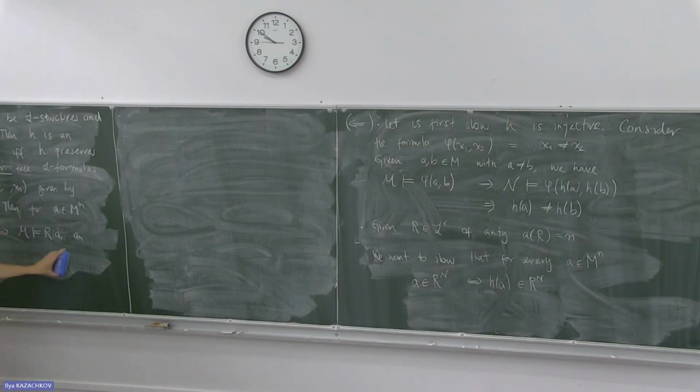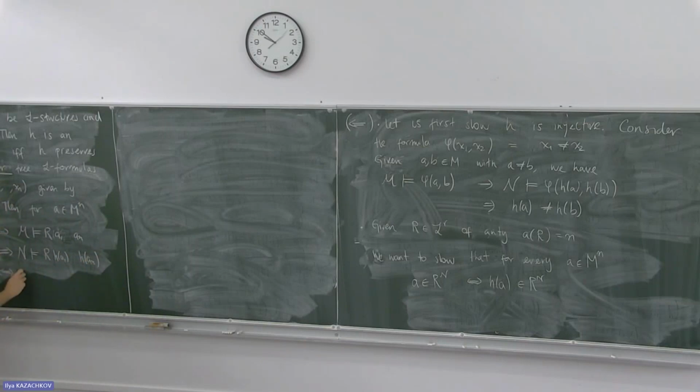Right, okay, let me delete this, but, well, okay, it doesn't matter. Perhaps I can do it like this. Because preservation of formulas only goes one way, this implies, of course, that N satisfies also R of H of A1 up to H of AN. And this is what we wanted, right?